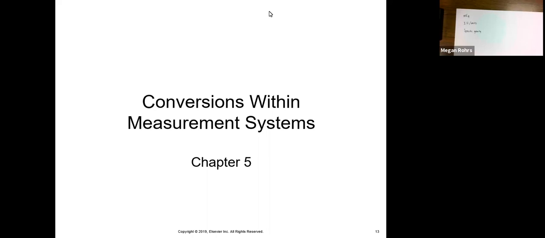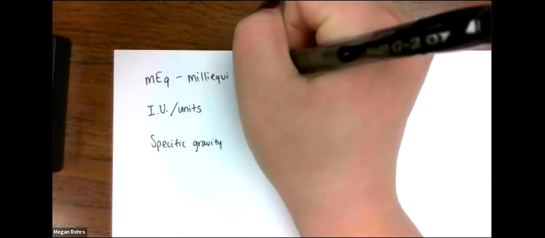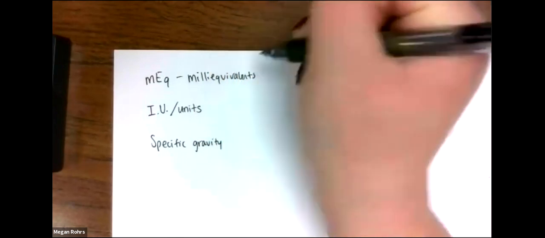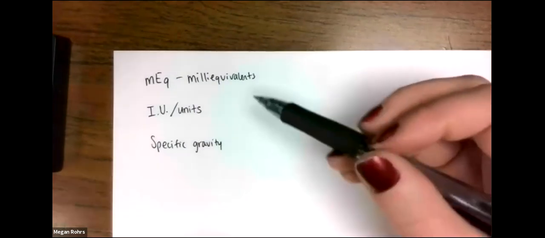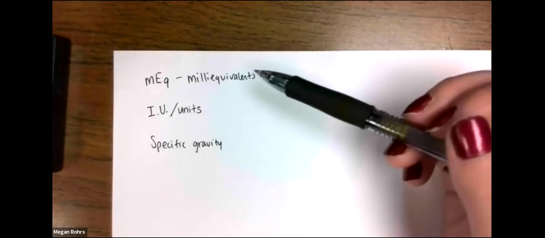Now, before I get into these systems again, I wanted to make a note of a couple terms that we have this week. So the first one is MEQ. That's the abbreviation for milliequivalents. So keep in mind, these three terms that I'm talking about, they don't necessarily fit into any of the systems that we're discussing. So they don't fit into the metric, household, or the apothecary system.